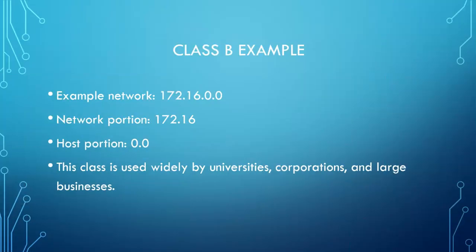An example of a Class B network is 172.16.0.0. The network portion of this network is the first two octets, 172.16, and the host portion is the two zeros, the last two octets. This type of network would allow a large organization to connect thousands of devices, such as computers, printers, servers, and other networking equipment.